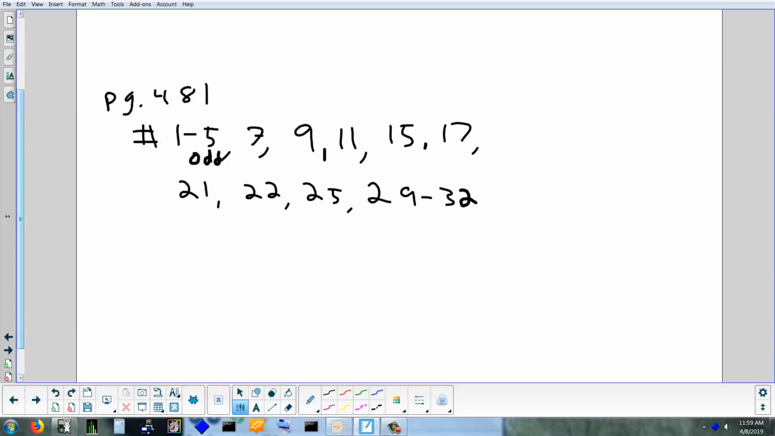Okay, so homework tonight, a lot of it's on the calculator. So anything you do on the calculator, you just put on the calculator, that's fine. But it's 1 through 5 odd. And then 7, 9, 11, 15, 17, 21, 22, 25, and 29 to 32.